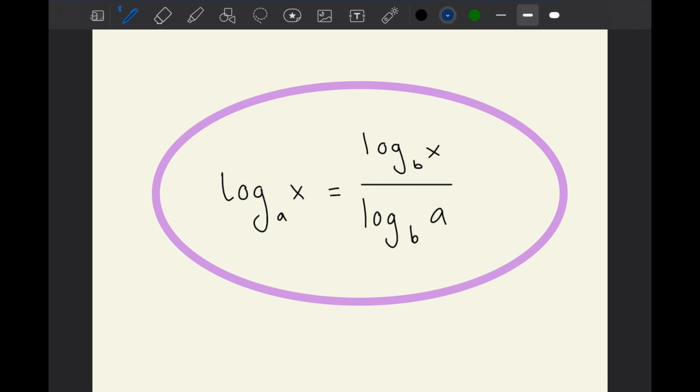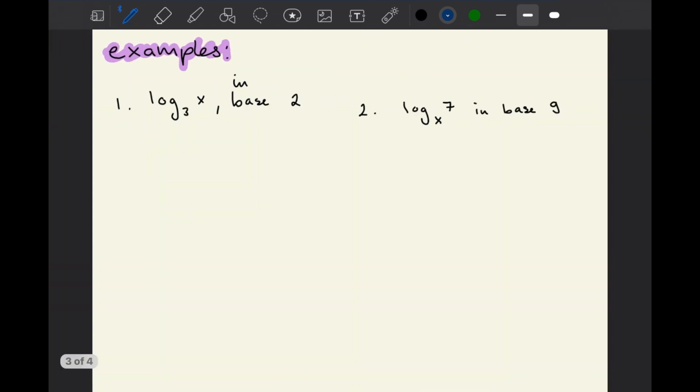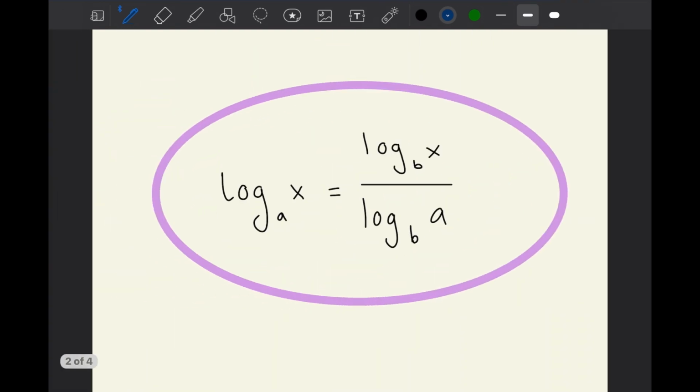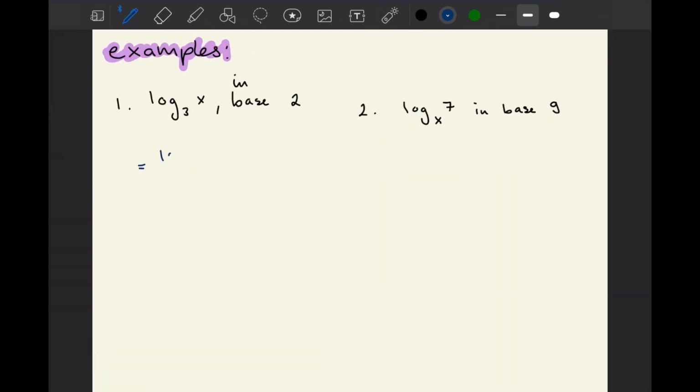So let's see this in actual practice. For example, let's say you have logarithm base 3 of x, but you want it to be in base 2. So how could you rewrite this? Well, according to the change of base rule right here, this can be written as the logarithm of base 2, because that's what we want, of x divided by the logarithm of base 2 of 3.